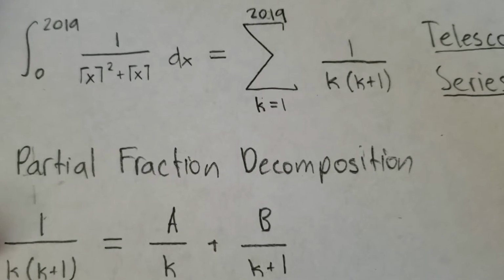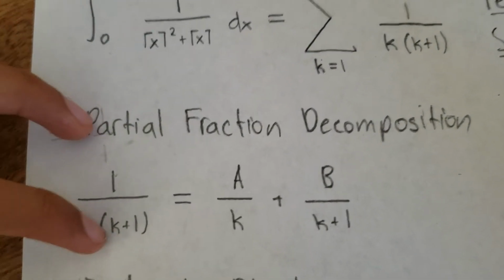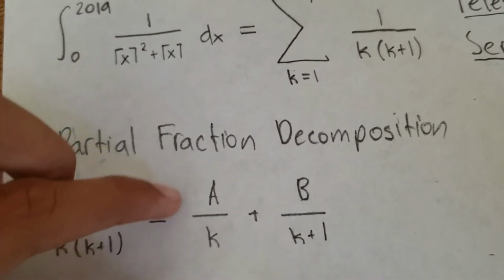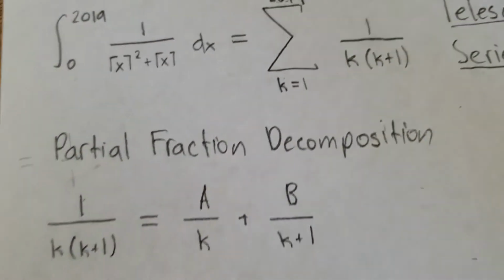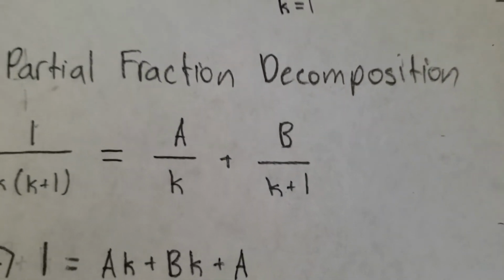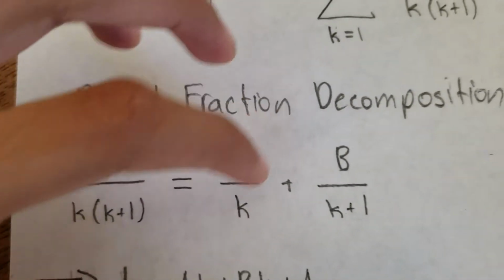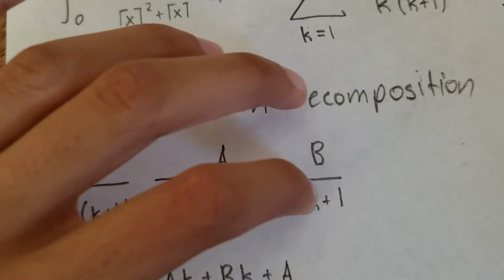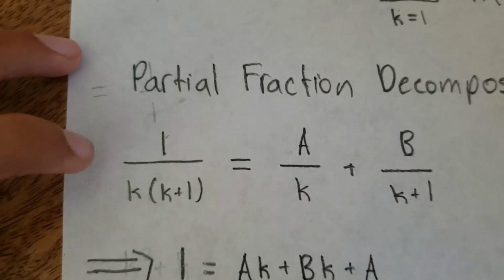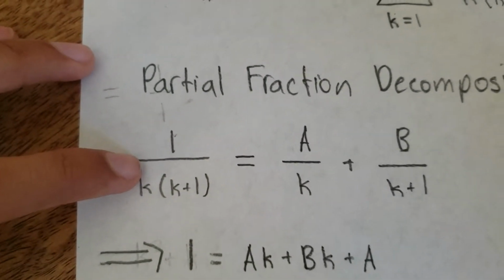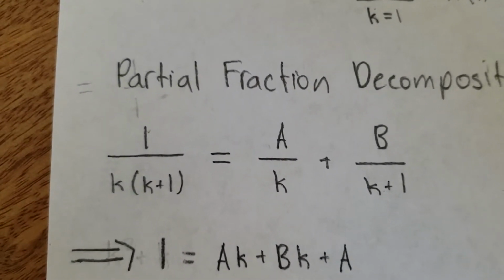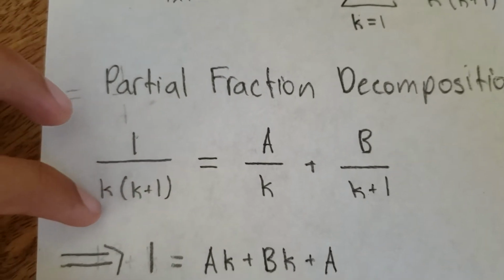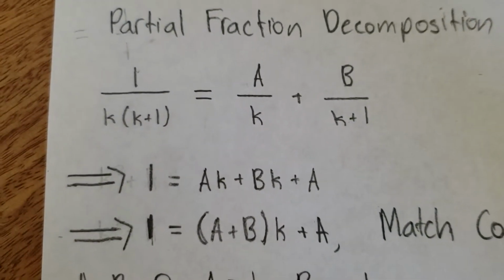What that is, we try to express 1 over k times k plus 1 as two separate fractions. And we don't know the numerators of these two fractions yet, but we can figure them out in a moment. So let's just say this is equal to a over k plus b over k plus 1. The reason we have denominators k and k plus 1 is because they're the factors of the denominators on the left-hand side over here. Whenever we want to decompose a fraction, we always split it up by the factors in the denominator. All right, so how will we solve for a and b?